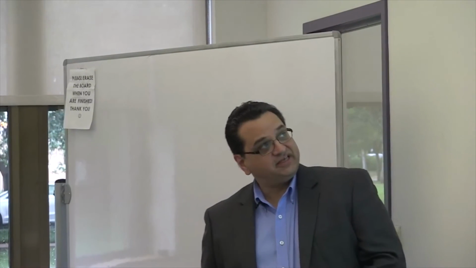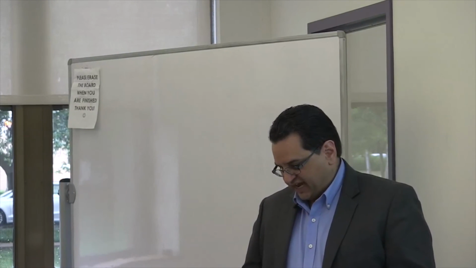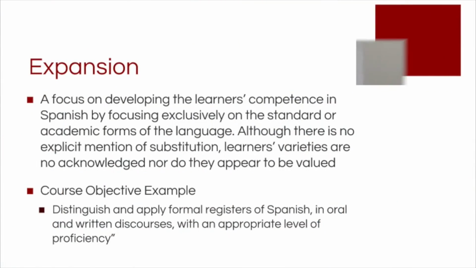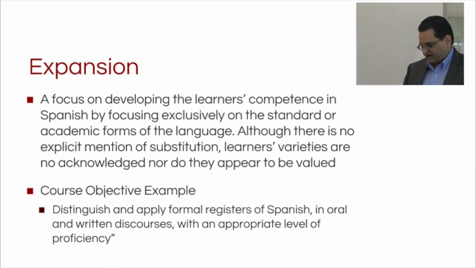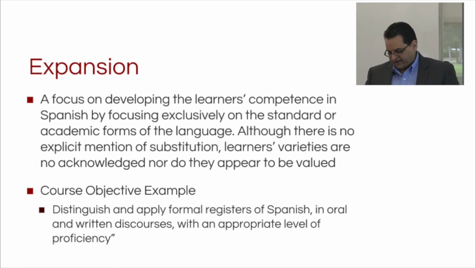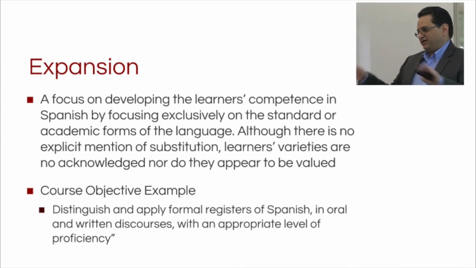Another view is the expansion view. So this is a focus on developing learners' competence in Spanish by focusing exclusively on standard or academic forms of the language. And although there's no explicit mention of substitutions, learners' varieties are not acknowledged, nor do they appear to be valued, right, within the instruction. So it's sort of the same kind of subordination you see in eradication, but it's subordination by omission, not subordination by identifying it explicitly, right? So simply ignore it, it doesn't exist. Right, and there's nothing else, right? So that's kind of the approach.